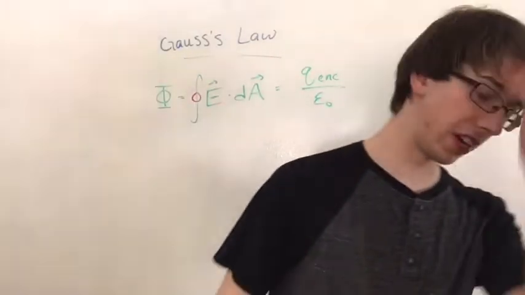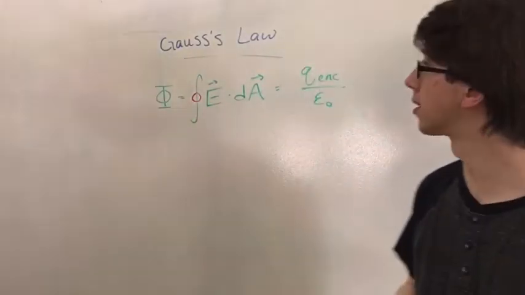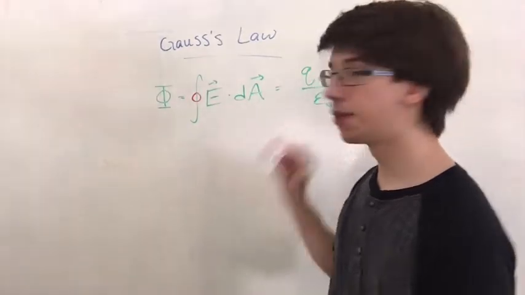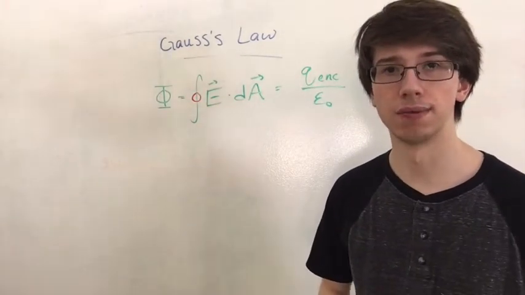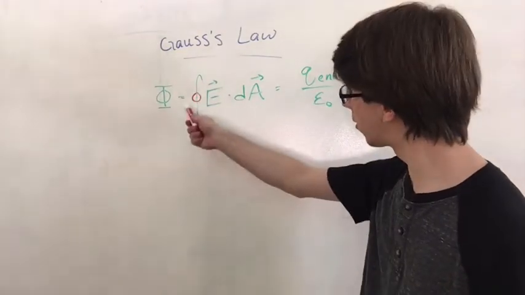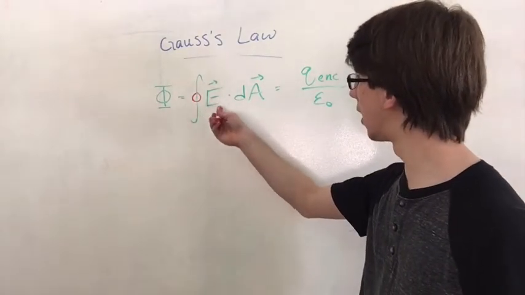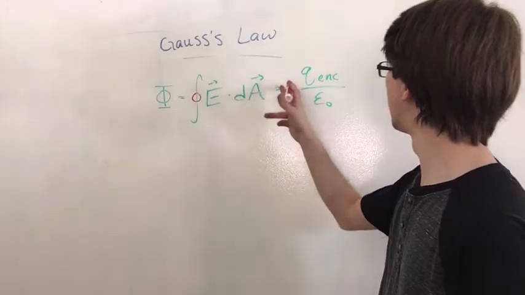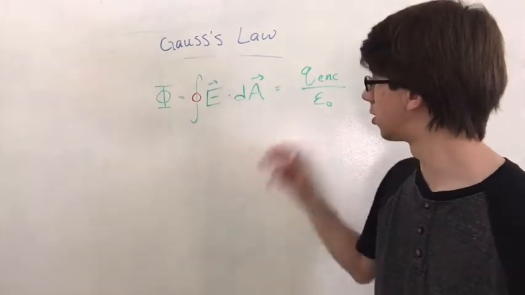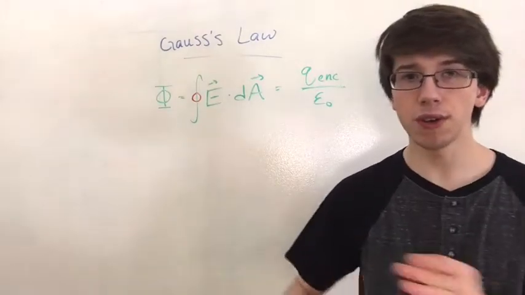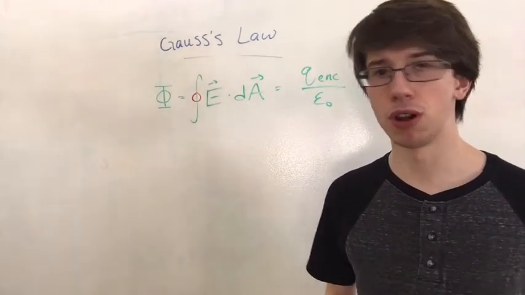So in this video, we'll be covering Gauss's law as it relates to electrostatics. This is the formula you need to know. Phi, which represents the electric flux, is equal to the closed surface integral of the electric field strength E dot dA, where dA represents the area of the surface, and that is equal to the enclosed charge divided by epsilon naught.